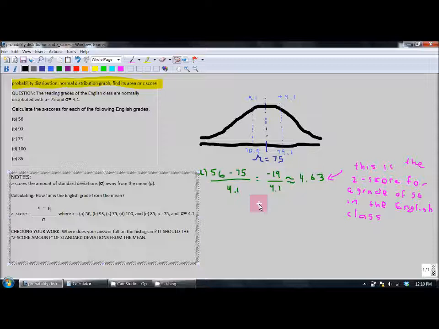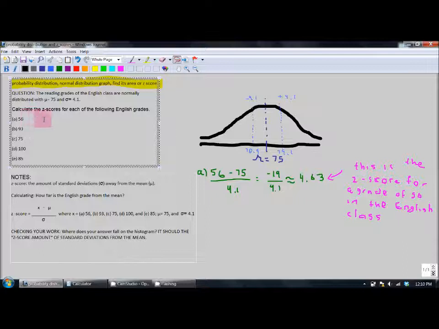So you can pretty much solve all these questions similarly. So I'm just going to write your answers over here. So we're going to say z-score is equal to, it's approximately 4.63 we're estimating here. So for this one, the way that you would solve this next question is you would just say 93 minus 75, and then that quantity is going to be, again, divided by 4.1.